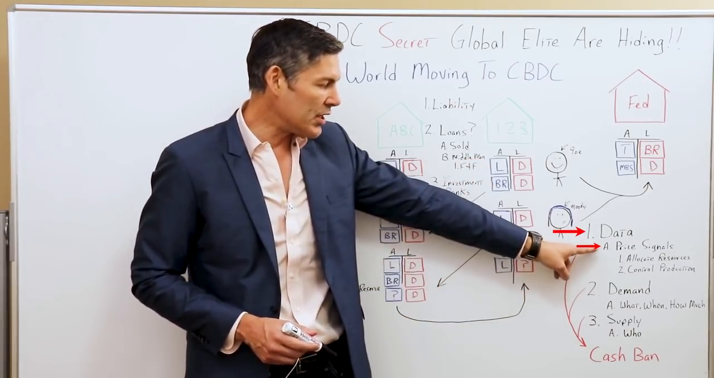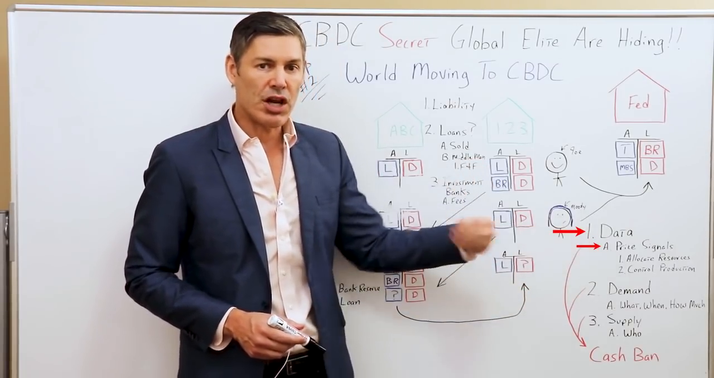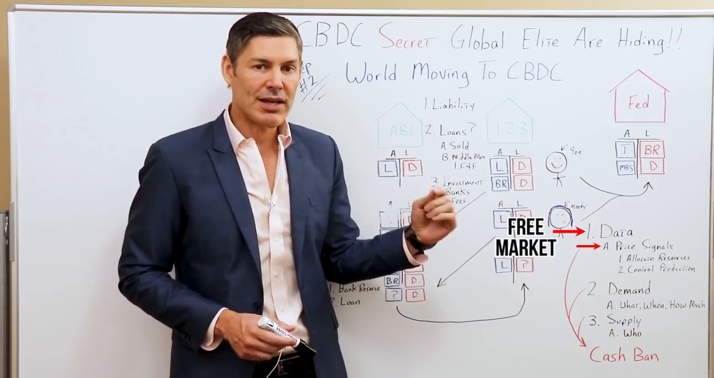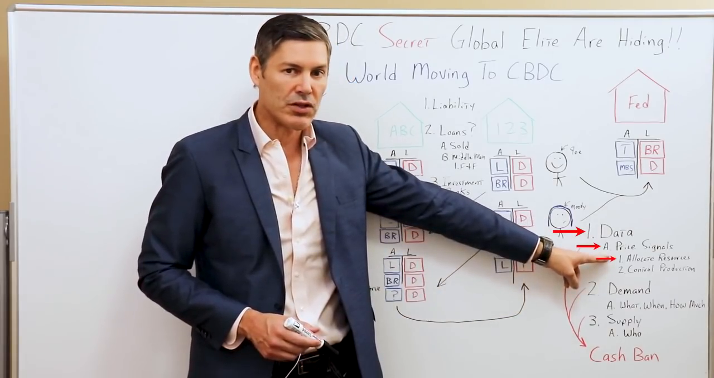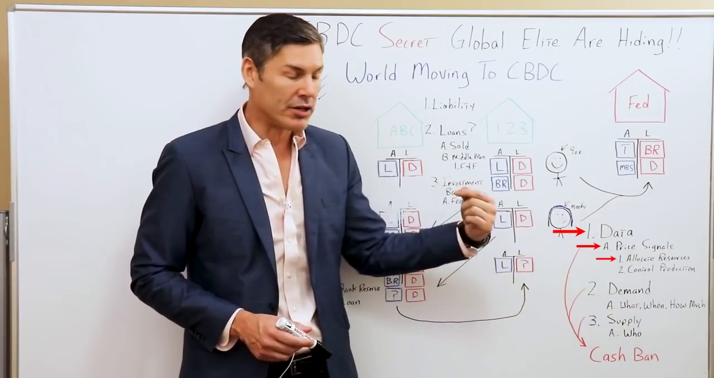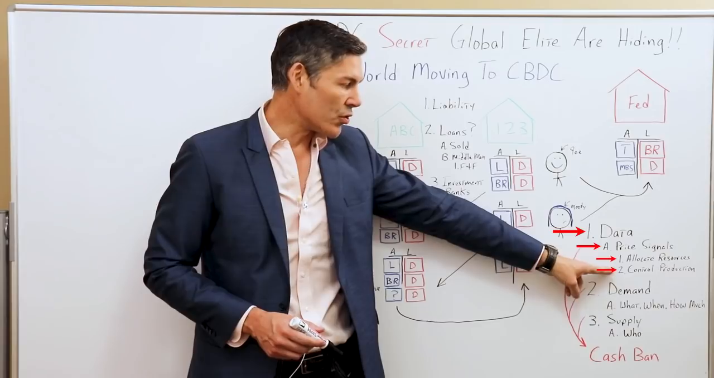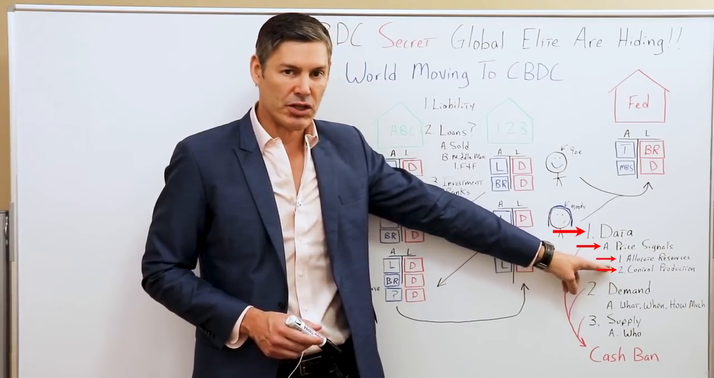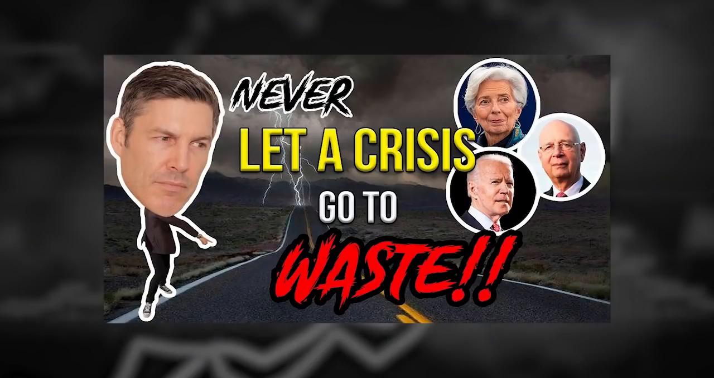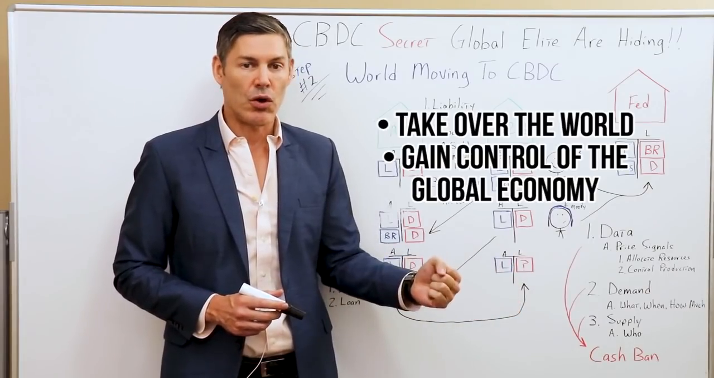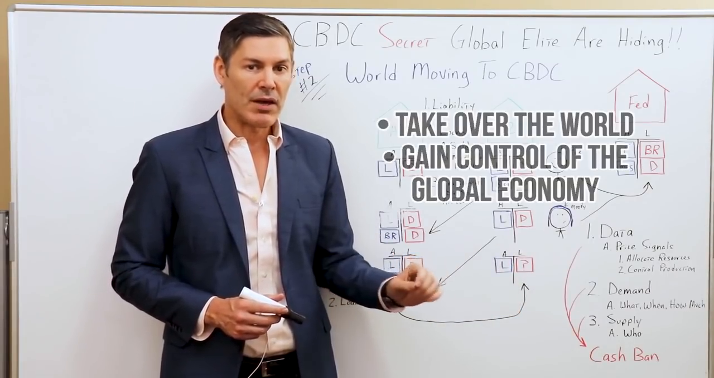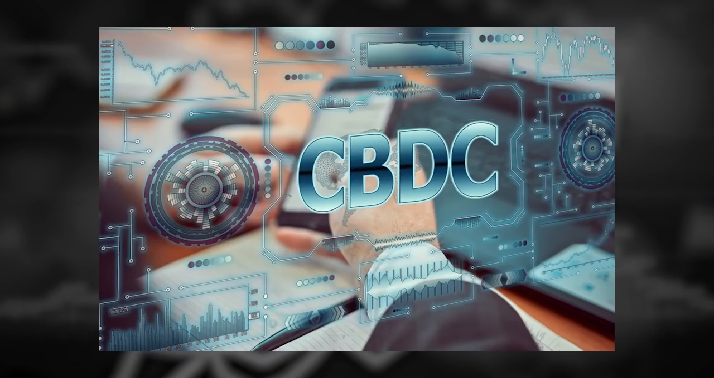Because then they no longer need the price signal that is generated by free market capitalism. And this allows them to allocate scarce resources more efficiently. And again, this is them talking, not George Gammon. And that gives them the control of the means of production. I talked about this in a video, and I'll put a link in the description below, where I outline what I think the global elite's plan is to really take over the world and gain control of the global economy. And it has a lot to do with this central bank digital currency.